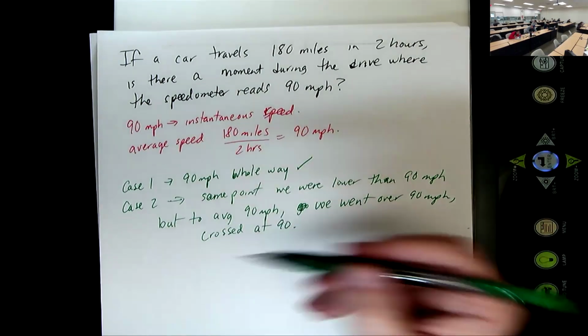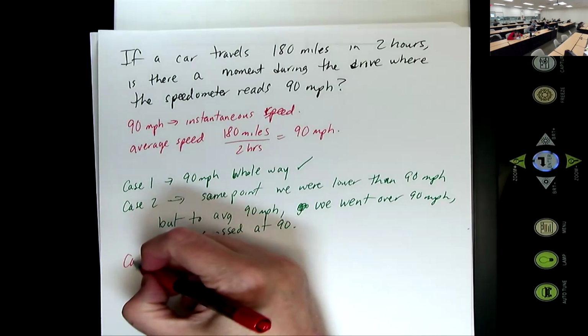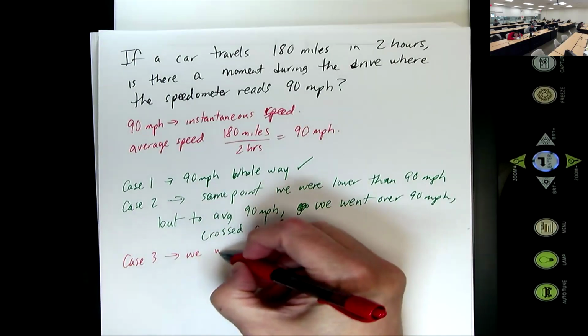And case three is the other way. We started above, like we were gunning it at 120, and eventually had to slow down. Case three is we were higher and then had to go lower.